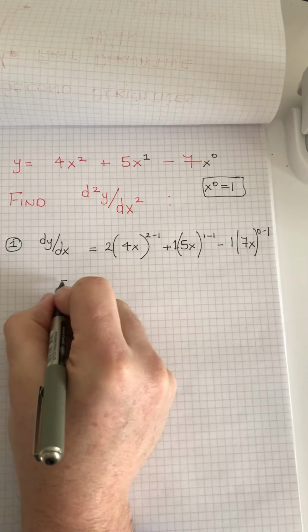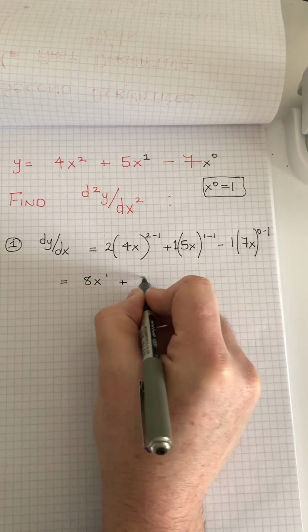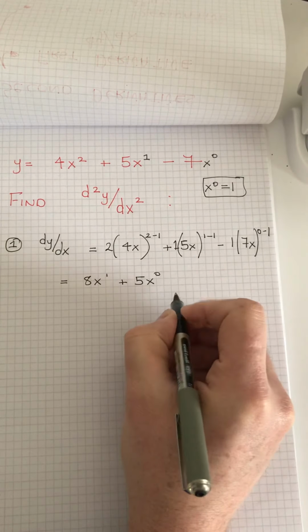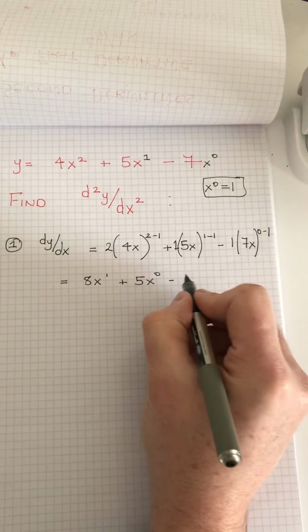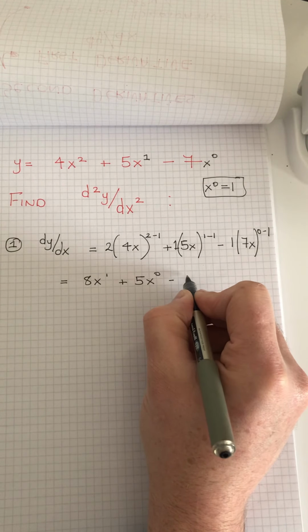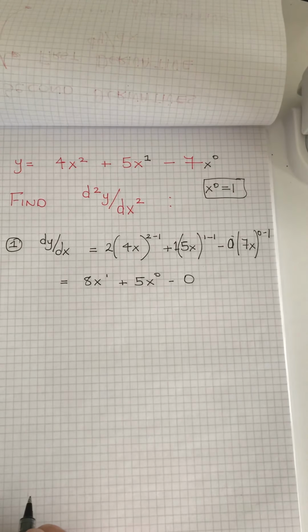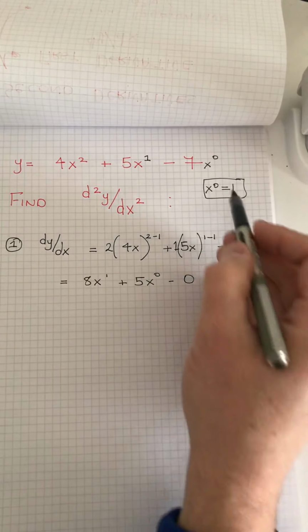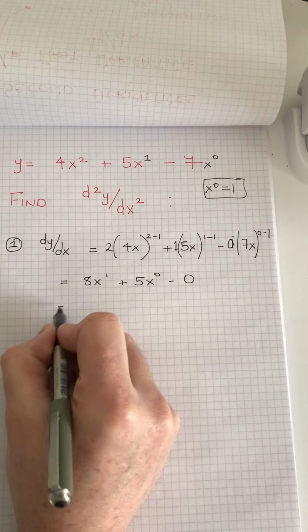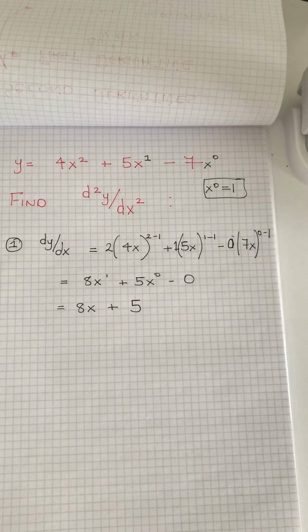So the derivative will be equal to 8x to the power of 1 plus 5x to the power of 0 minus 0. Okay, so just be careful here, the power was 0. So our answer is 8x plus 5. And that's our first derivative.